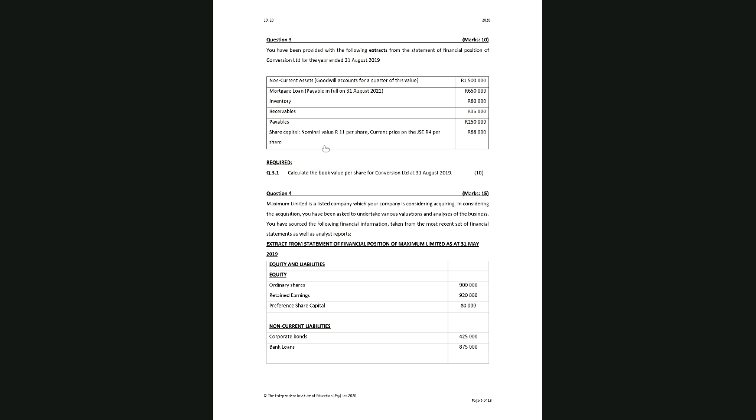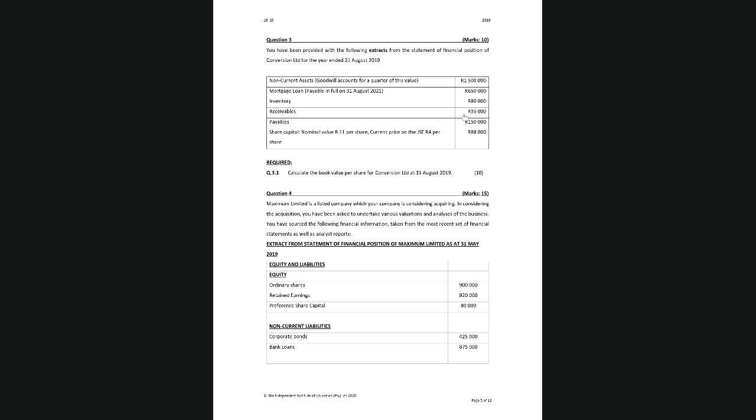Okay, so this is an easy one for 10 marks. Calculate the book value per share for Conversion Limited. Remember also in your share valuation chapter, we are given several different methods of valuing a company. Right at the end of the chapter, page 138, they have other valuation methods: the free cash flow, dividend growth, and price earnings valuation methods. We've also got the book value or liquidation value method. So this is the book value method, page 138.